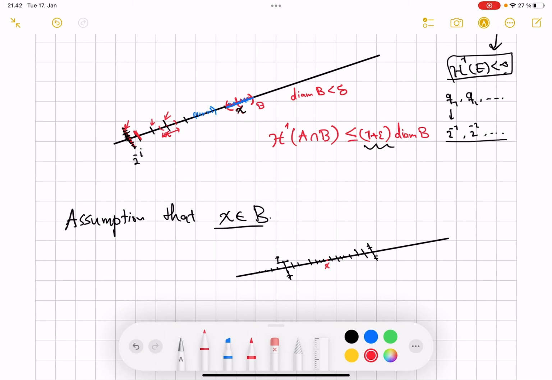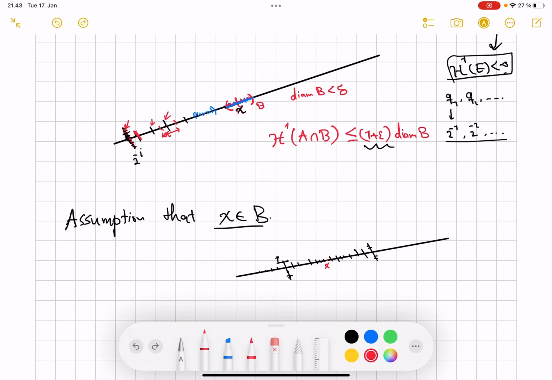You can have a ball starting here, ending here, so this is the center of the ball. That's allowed. The inequality holds for that. Or you could have a ball going this way and until this point. The only requirement, of course, is that the diameter is less than delta. Or you could have a ball really centered around X. So balls are not necessarily centered around X, but they have to contain the point X.